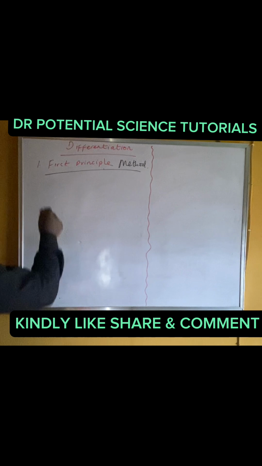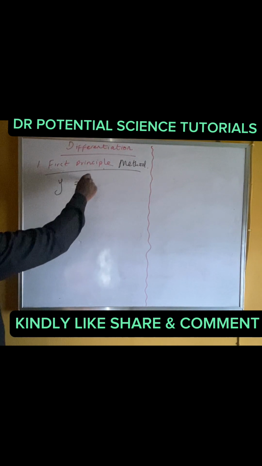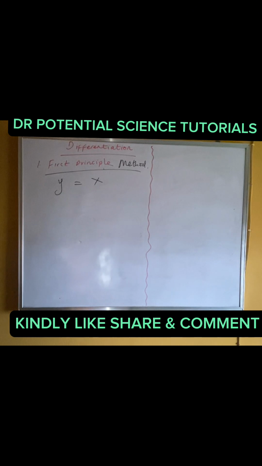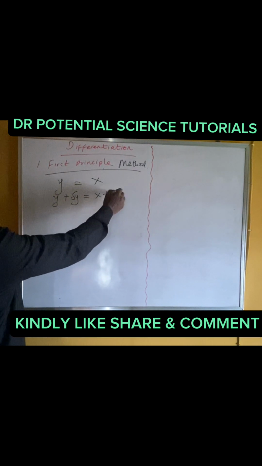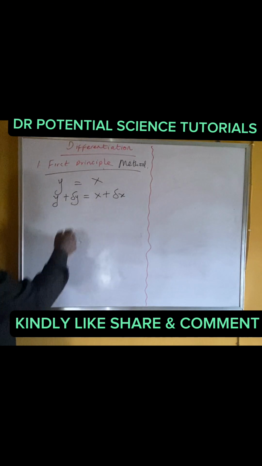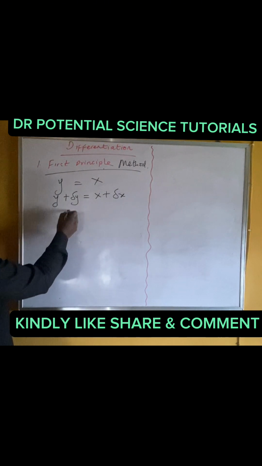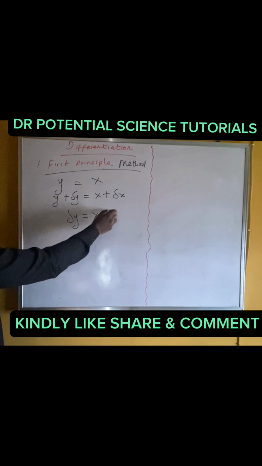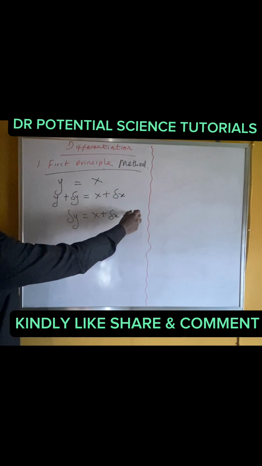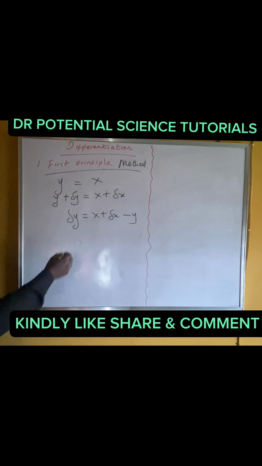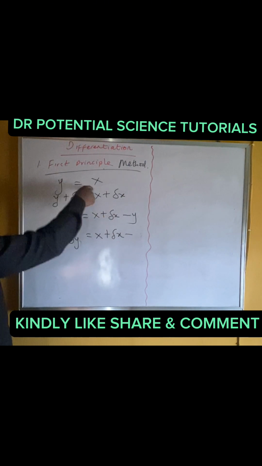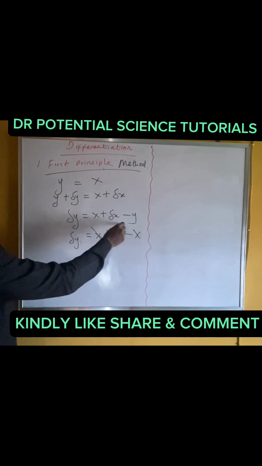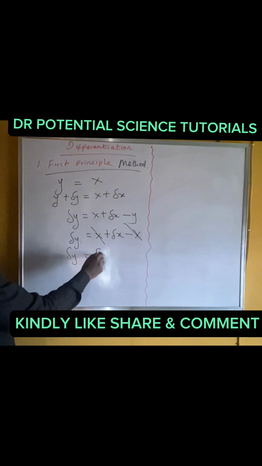So for example, we are asked to differentiate y equals x from the first principle. So y becomes y plus delta y, equals x plus delta x. If you make delta y the subject of the formula, you have delta y equals x plus delta x minus y. What's our y originally from the question? x. So delta y equals x plus delta x minus x, which gives delta y equals delta x.